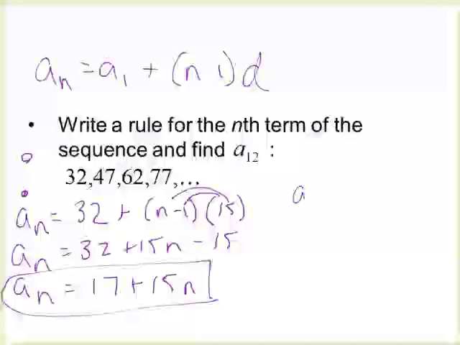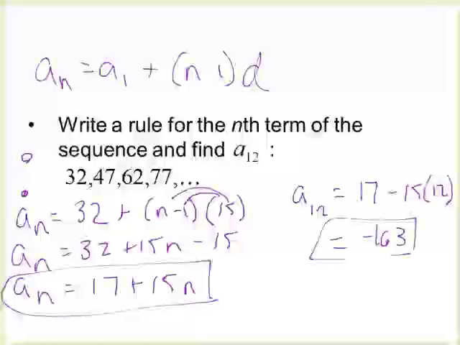Then we are asked for a sub 12, which is the 12th term, or what we get when we plug 12 into the rule. So we plug a 12 into the n spot. And 17 plus 15 times 12 is, sorry, let me try that again. There we go, 197. Sorry, bad copy error there. Questions?